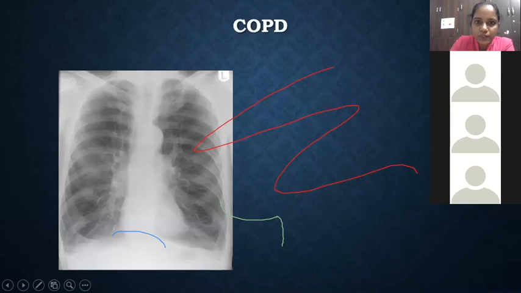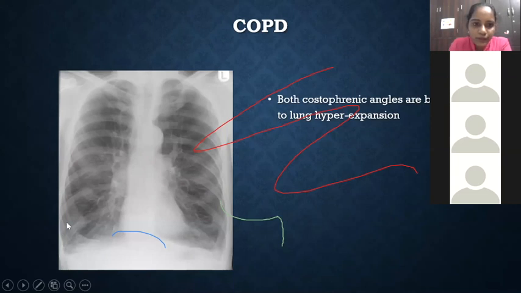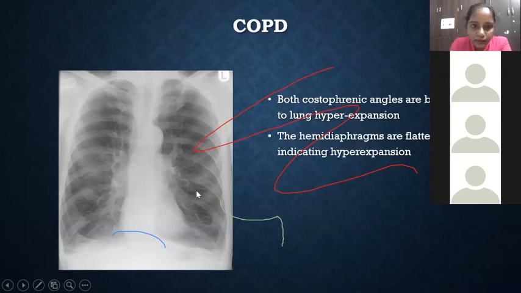So the next picture is a COPD picture. Here we can see both the costophrenic angles are blunted, and there will be flattening of the diaphragm. The flattening of the diaphragm may be due to lung hyperexpansion. There will be constant hyperexpansion, which will lead to flattening of the diaphragm, and the costophrenic angles may be blunted.